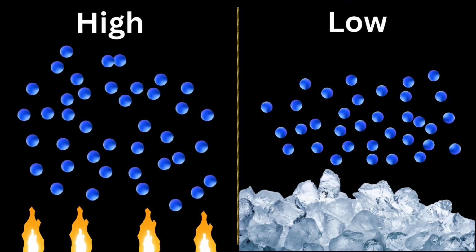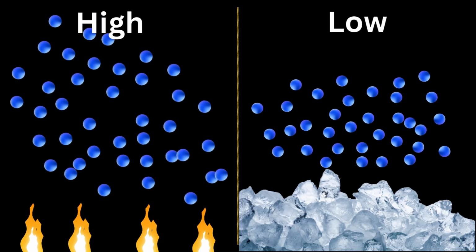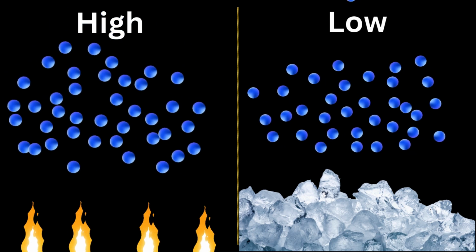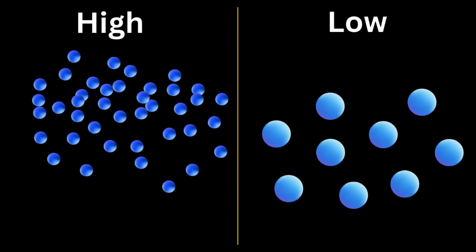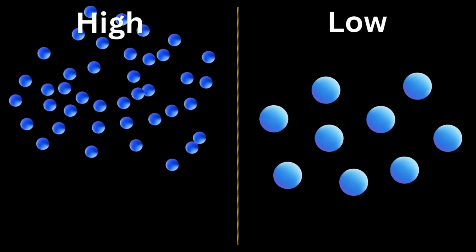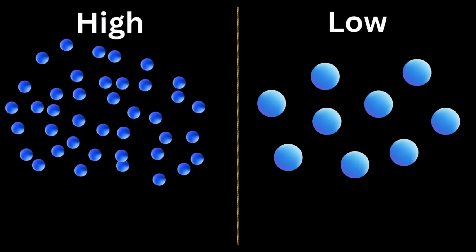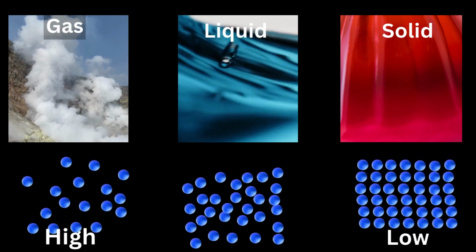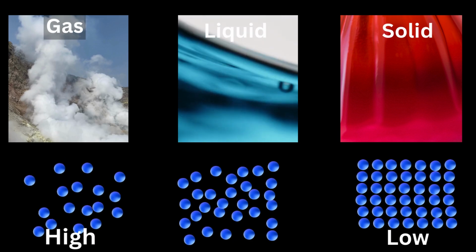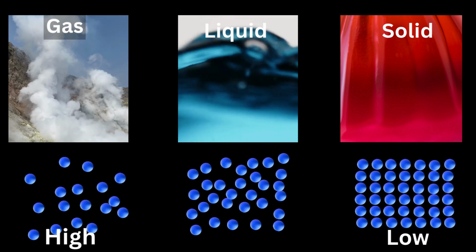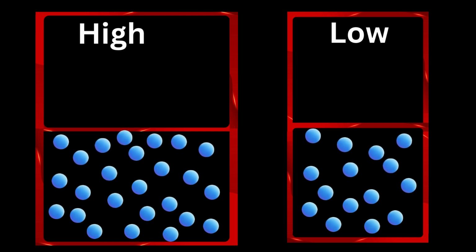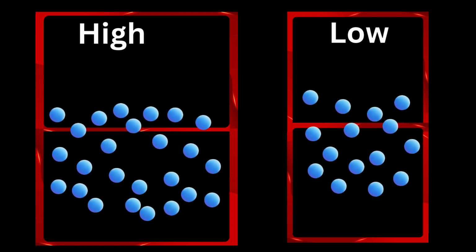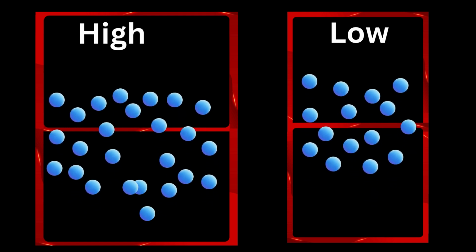2. Temperature. Higher temperatures provide particles with more kinetic energy, accelerating diffusion. 3. Particle size. Smaller molecules diffuse faster than larger ones. 4. Medium. Diffusion occurs faster in gases than in liquids or solids, due to the larger spaces between molecules. 5. Surface area. A larger surface area, through which diffusion can occur, increases the rate.